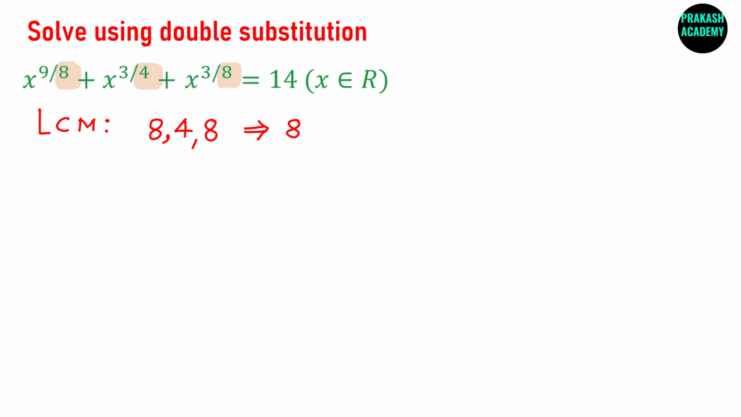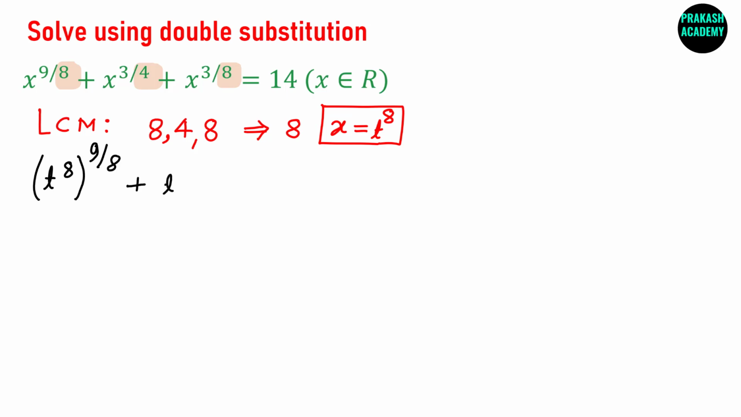Now I will make a substitution. In place of x, I will replace it with t raised to the power 8. So this is the substitution I am making. With this substitution, I can write my expression: in place of x, I am writing t raised to the power 8, and then power 9 by 8, plus t raised to the power 8 raised to the power 3 by 4, plus t raised to the power 8 raised to the power 3 by 8, and this is equal to 14.